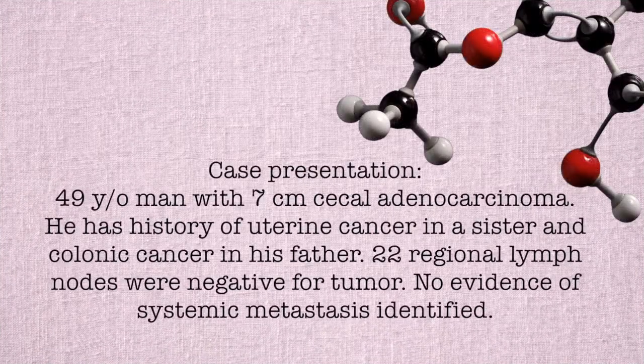Case presentation. This is a 49-year-old man with cecal adenocarcinoma. He has a history of uterine cancer in a sister and colonic cancer in his father, both before the age of 50. In the surgical specimen, we found 22 regional lymph nodes, all negative for tumor, with no evidence of systemic metastasis identified.